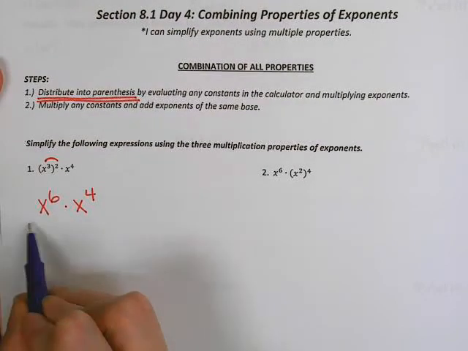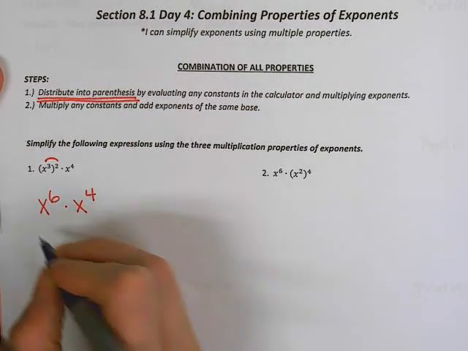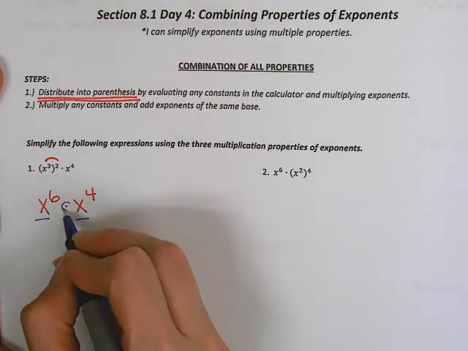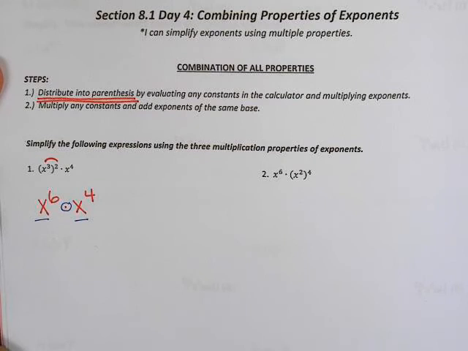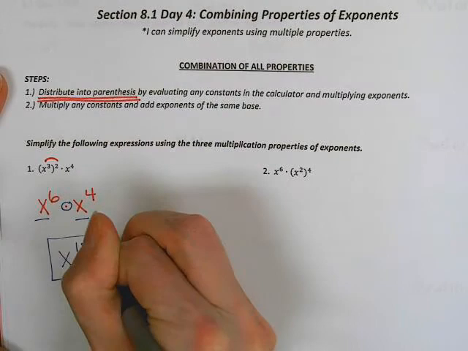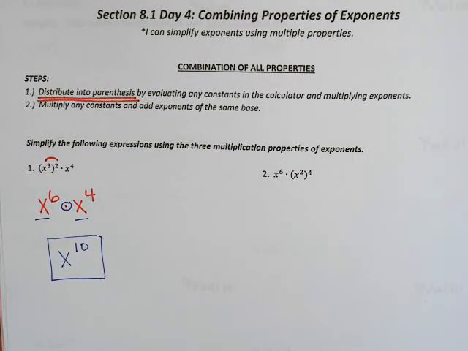And then, now, what's the rule for when you have the same base and you're multiplying? That rule is you add. Okay, so final answer, it's going to be x to the 10th. It's just putting a couple rules together. All right, let's try one more like that.